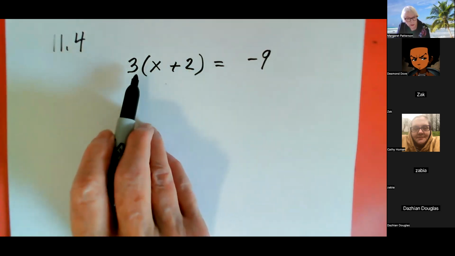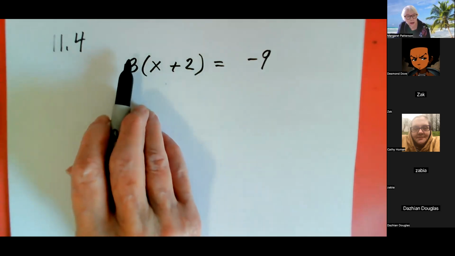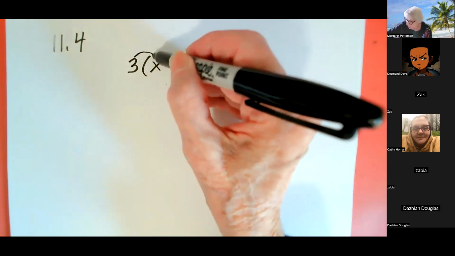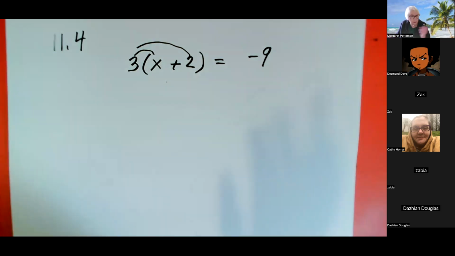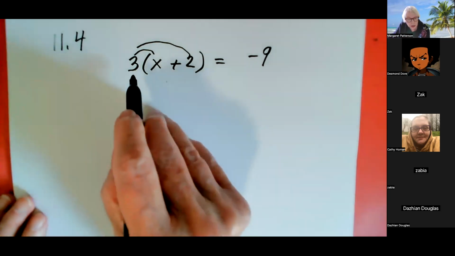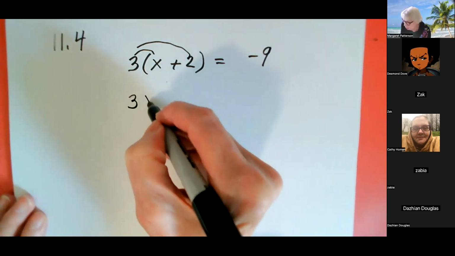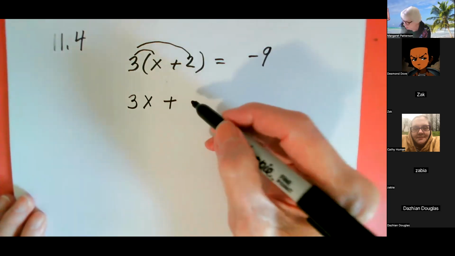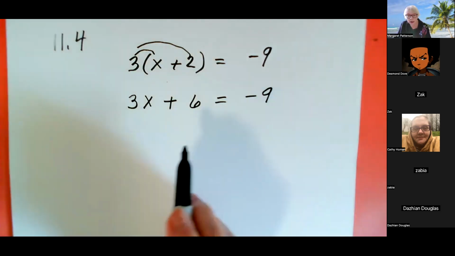This is step 1. Simplify, I'm going to call it. And simplify includes getting rid of parentheses. So this is where we distribute the 3 to both of them. And so that seems like a logical step from what we've been doing already. So it's nothing really new. This would be 3x plus, this is 3 times 2 is 6. And that's equal to -9.